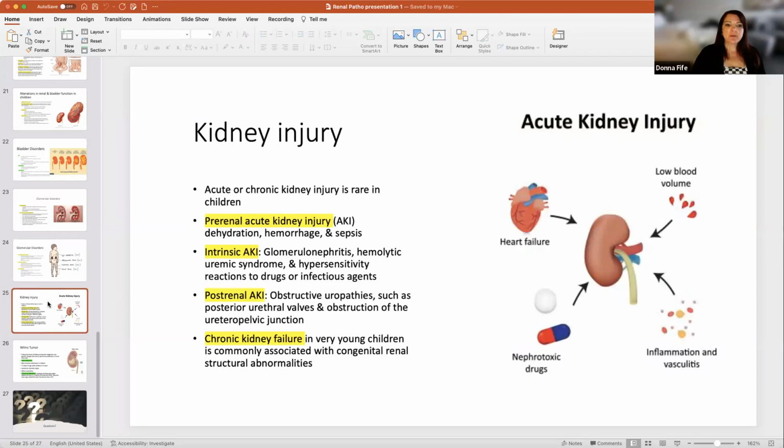Kidney injury, acute or chronic kidney injury in children is rare. Pre-renal acute kidney injury can be caused by dehydration, hemorrhage, and sepsis. Intrinsic AKI, glomerulonephritis, hemolytic uremic syndrome, and hypersensitivity reactions to drugs or infectious agents. Post-renal acute kidney injury can be caused by obstructive uropathies, such as posterior urethral valves and obstruction of the uretero-pelvic junction. Chronic kidney failure in very young children is commonly associated with congenital renal structural abnormalities.